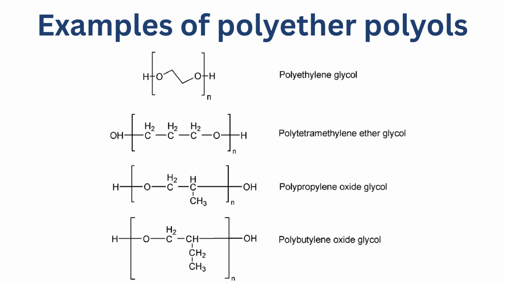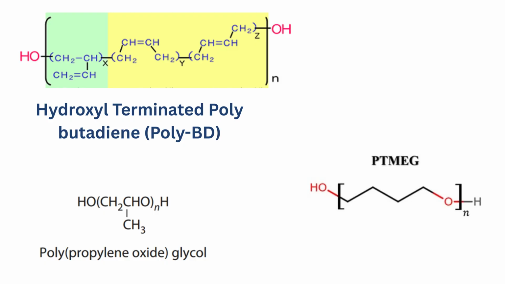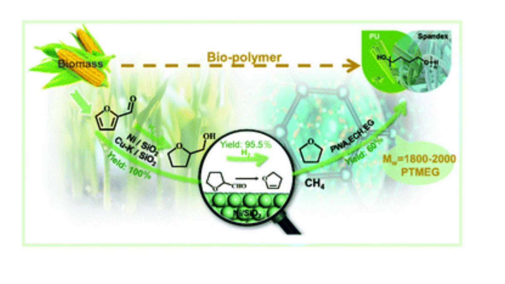Polyether-based polyols produce very high-quality polyurethane foams and elastomers. Among the most important polyether polyols are the poly-BD, polytetramethylene ether glycol (PTMEG), polypropylene oxide glycol, and polybutylene oxide glycol. PTMEG, generally synthesized from furfural, is of special interest as a reactant in the production of hydrolysis-resistant polyurethane elastomers. It also offers excellent flexibility and impact resistance.